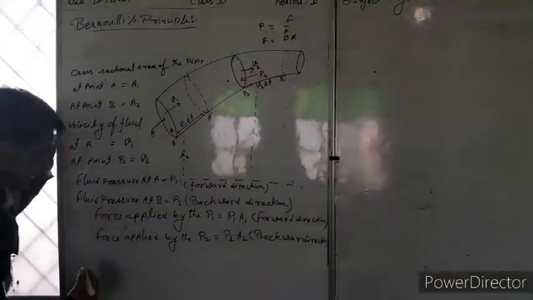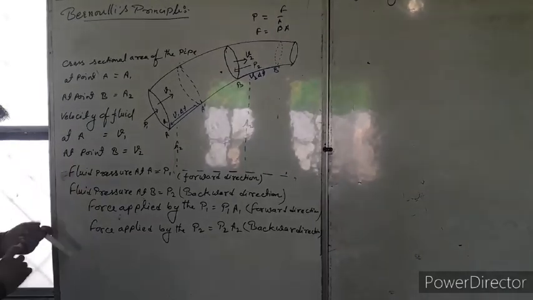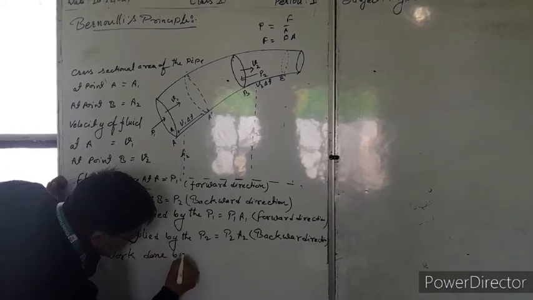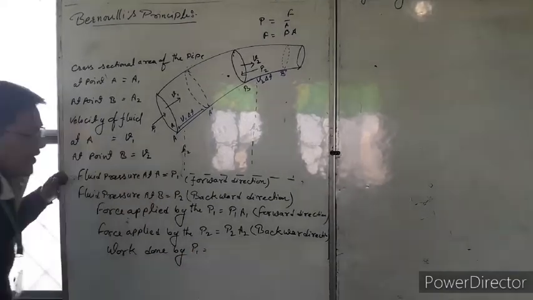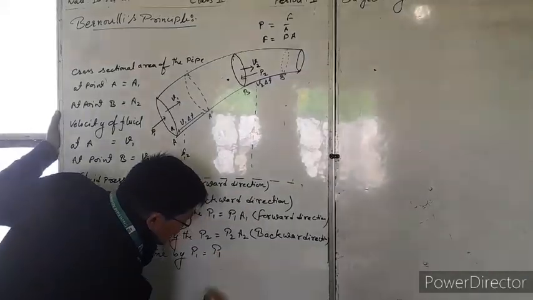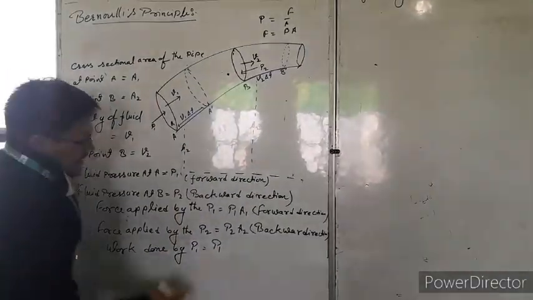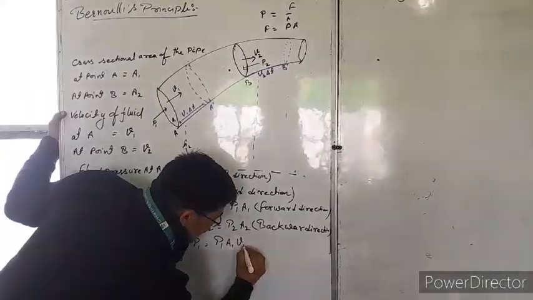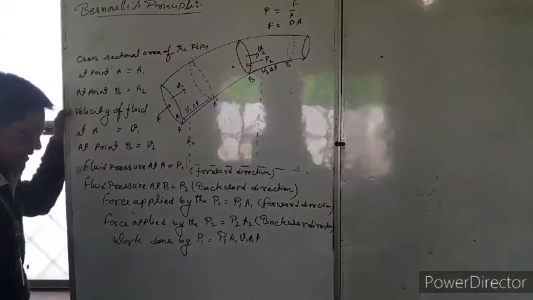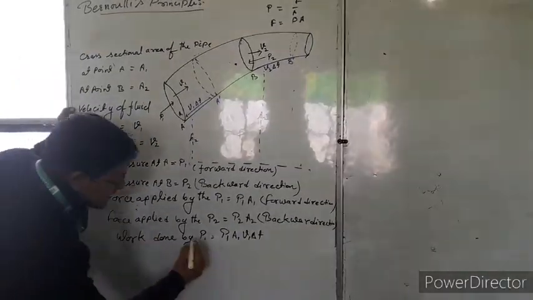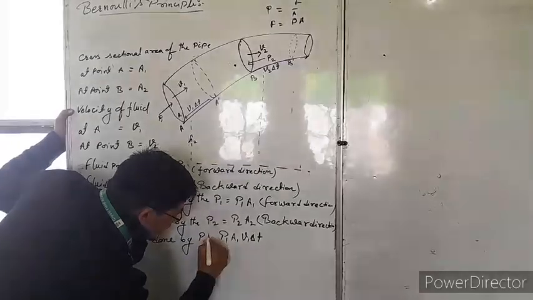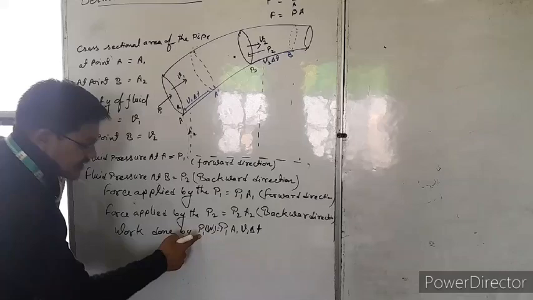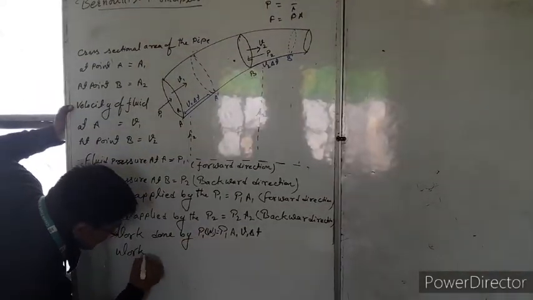Is that clear? So the work done by P1 will be P1 A1 into the displacement, and the displacement is V1 delta T. Is that clear? Yes, sir. Suppose it is W1. What is W1? The work done by P1. Is that clear? Yes, sir. And the work done by P2.